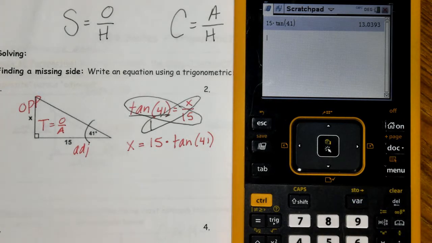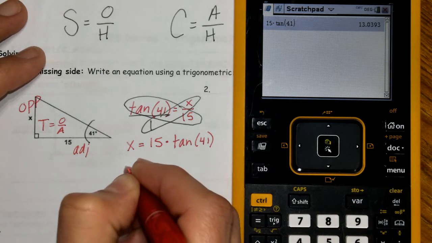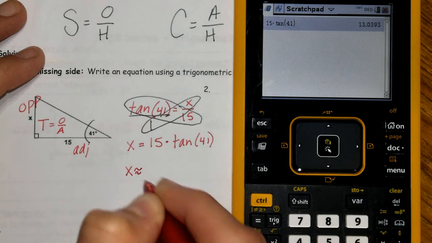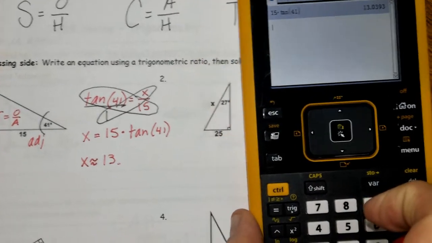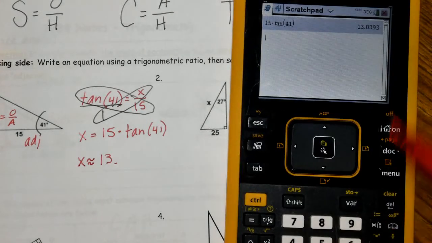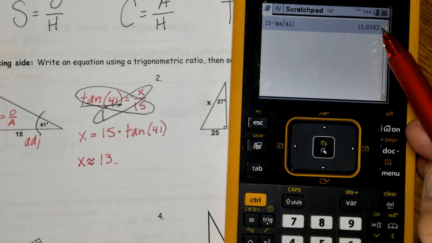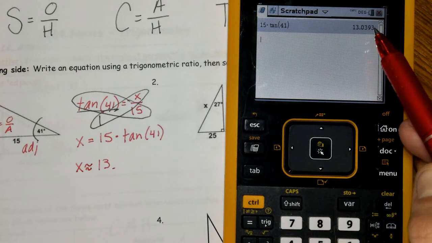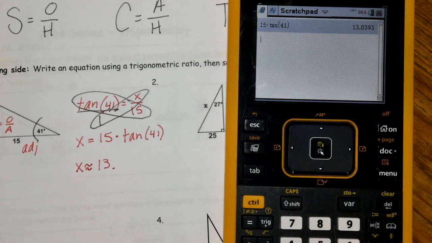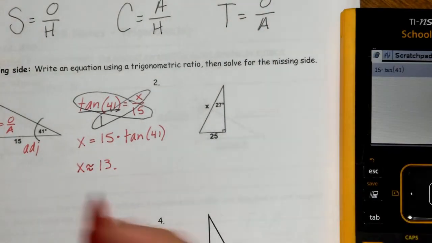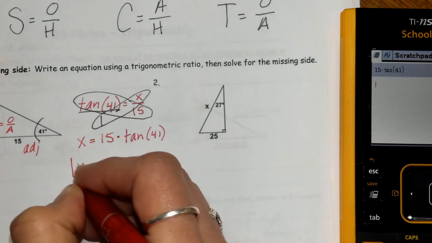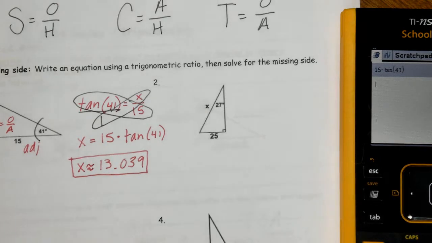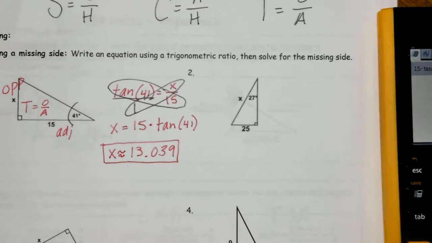So again, I'm going to show you that approximate sign. X is going to be approximately 13.039. That 3 at the very end tells me 4 or less, let it rest. That 9 is going to stay as a 9. So we have 13.039, and we have solved for that missing side using trigonometry. Okay? Let's do another one here.